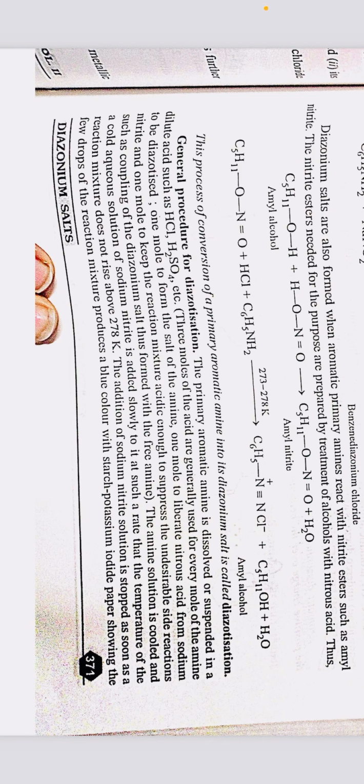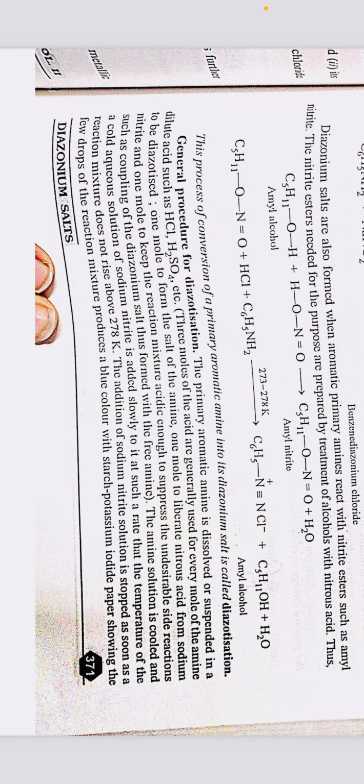General procedure for diazotization: the primary aromatic amine is dissolved or suspended in a dilute acid such as hydrochloric acid or sulfuric acid, etc. Three moles of the acid are generally used for every mole of the amine to be diazotized. One mole to form the salt of the amine, one mole to liberate the nitrous acid from the sodium nitrite, and one mole to keep the reaction mixture acidic enough to suppress undesired side reactions such as coupling of the diazonium salt thus formed with free amine.